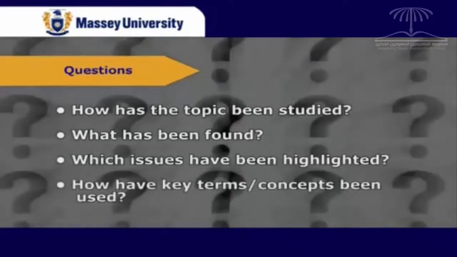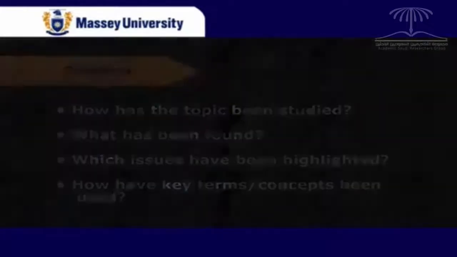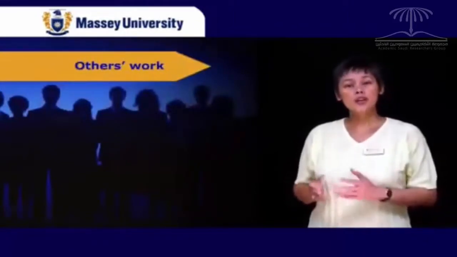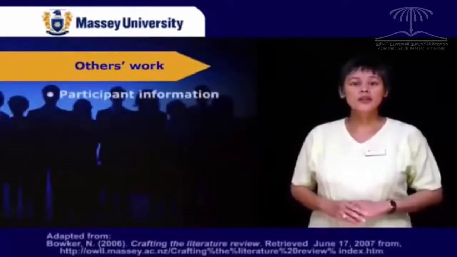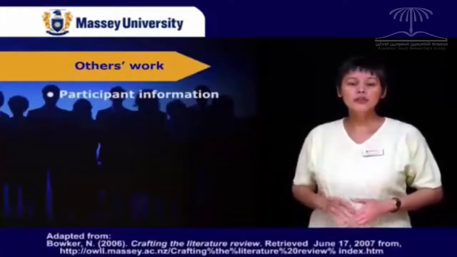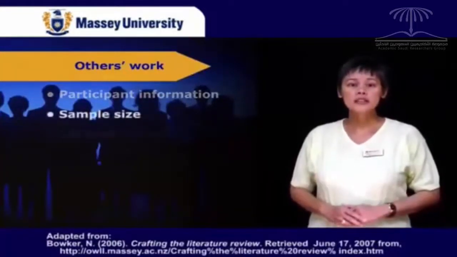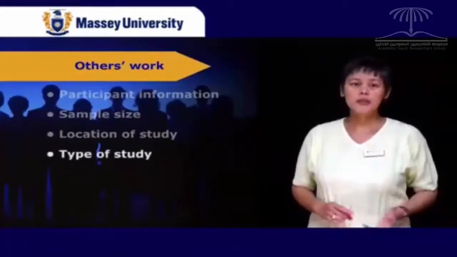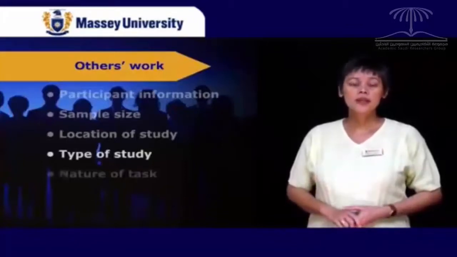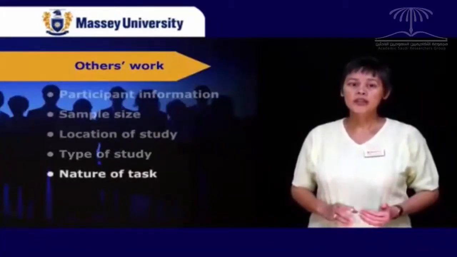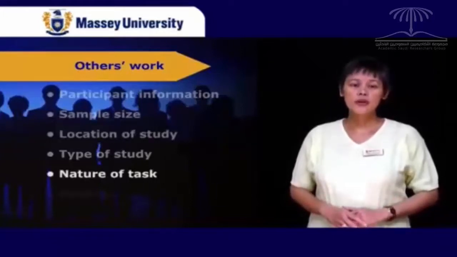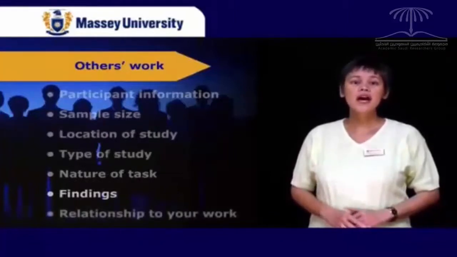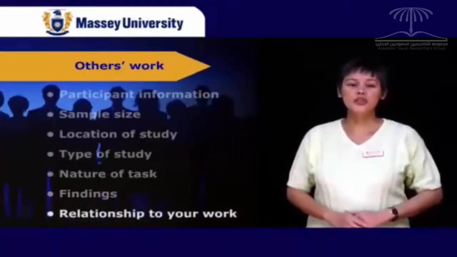How have the key terms or concepts been defined or used? In summarizing others' works, it is good to include some of the following features: the participants' characteristics and the criteria for their inclusion, the sample size, location of study, type of study, whether it was an experiment, interview, or survey, the nature of the task, what was done, and details of tests used, findings, whether numerical and or descriptive, and how the findings relate to your research question.